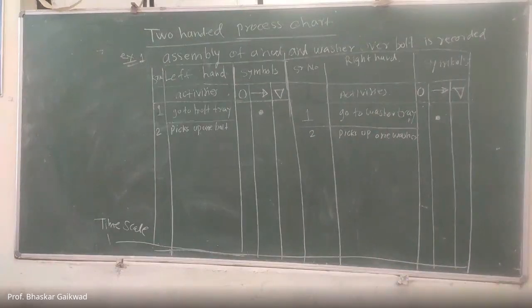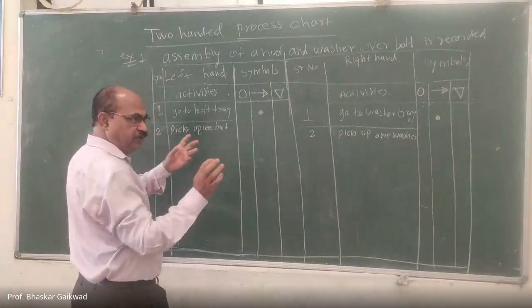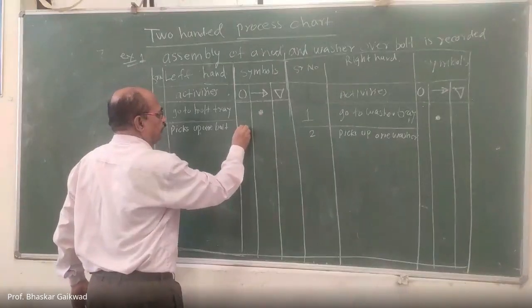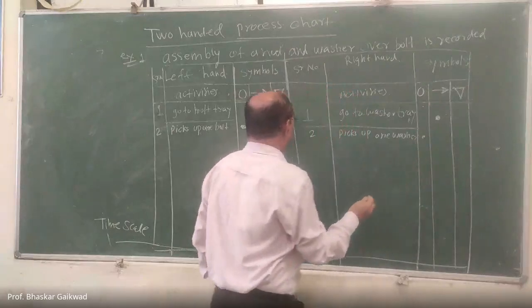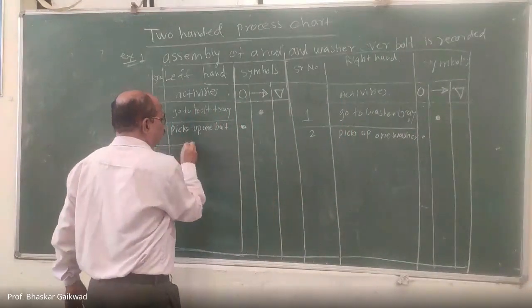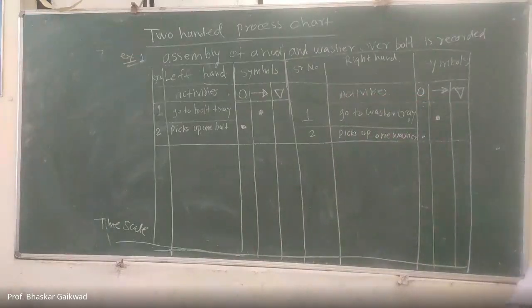You can make this point in that corresponding symbols column. Okay. So here's a pickup bolt. Here it's the operation. Pick up the bolt, this is the operation. Here also, this is the second operation. Two operations. Correct.